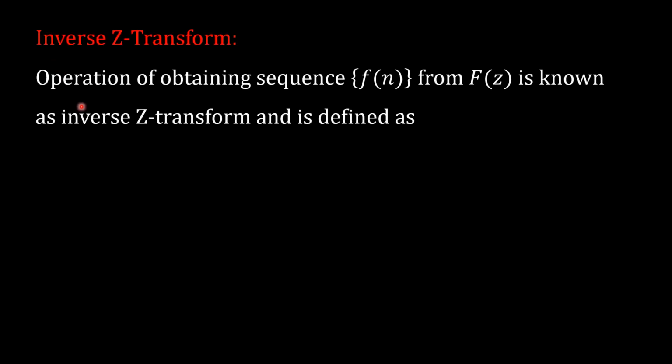The inverse Z transform is the operation of obtaining the sequence f of n from the Z transform. It is defined as Z inverse of f of z equal to the sequence f of n. This Z inverse is the inverse Z transform operator, and f of z is the Z transform of the sequence f of n. So if we operate Z inverse on f of z, it will give just the original sequence. So that is the inverse Z transform.